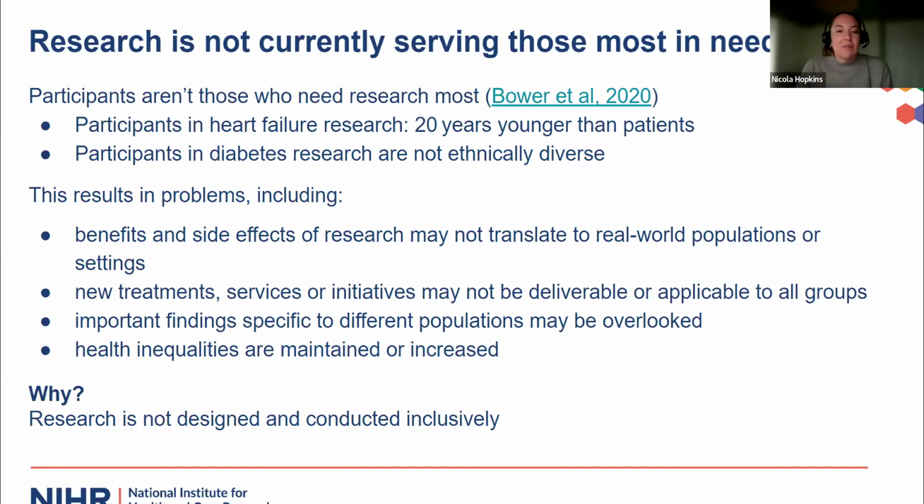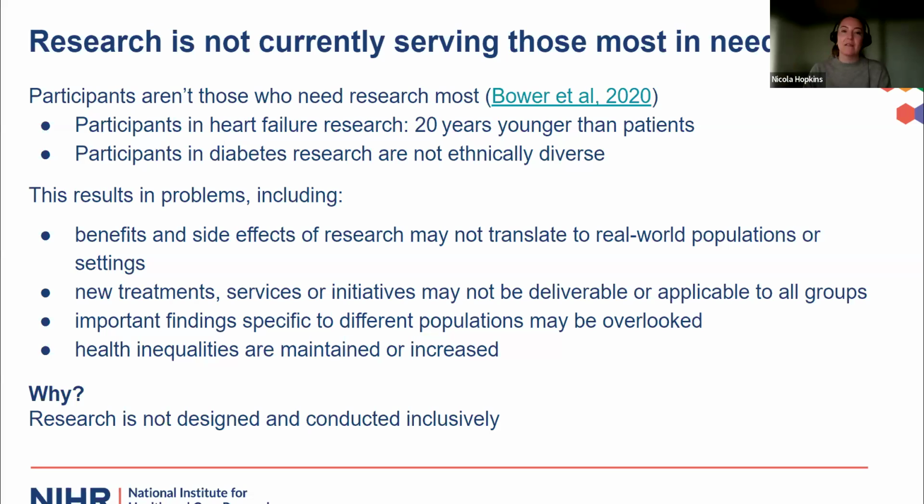So although we know as an organisation we need to reduce health inequalities, research could actually be contributing to them at the moment. Often health and care research participants don't reflect the population who need research most. For example, some research from the NIHR a couple of years ago highlighted that participants in heart failure research are actually around 20 years younger than the typical heart failure patient. And participants recruited to diabetes research didn't reflect the ethnic diversity of the general population of patients who actually have diabetes. And this is just two examples.